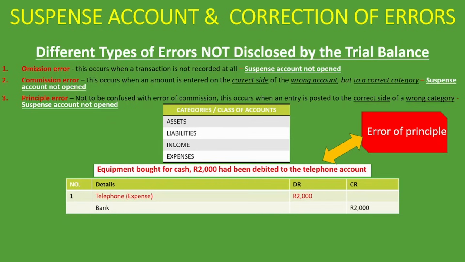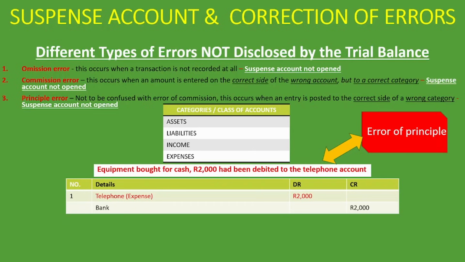And what do we credit? We credit telephone. Okay, why do we credit telephone? Because we want to remove it. We want to cancel out the one that we made a mistake with, which is the telephone account. We had increased the telephone account by 2,000 Rand incorrectly. So we need to credit it to remove it.